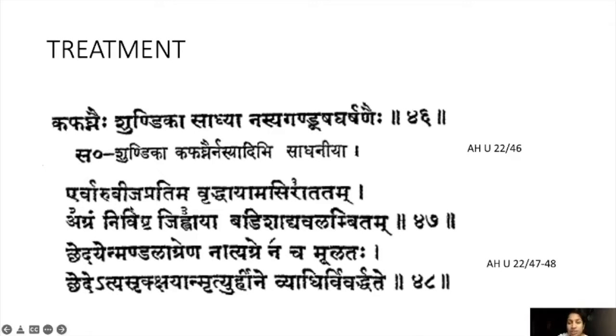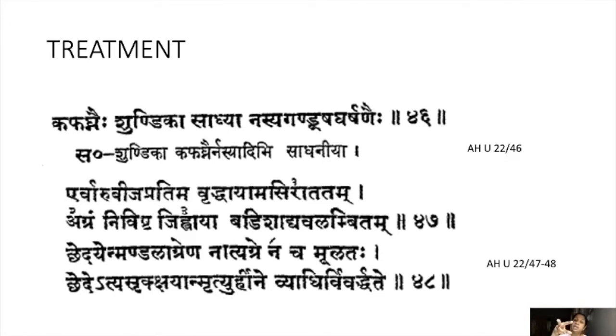So Ervaru Bija Pratima. Ervaru Bija means what? Cucumber seed, right? If it is like a cucumber seed, Vrithyayamam. So it is big enough. Asira Tatham. There is no siras in that. Agram Nivishta Jihvayam means if that is touching the upper portion of the tongue. Normally the uvula won't touch the upper portion of the tongue, but if it is touching, then we can go for Shastra Karma.